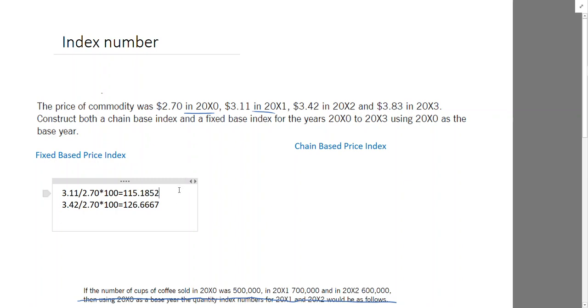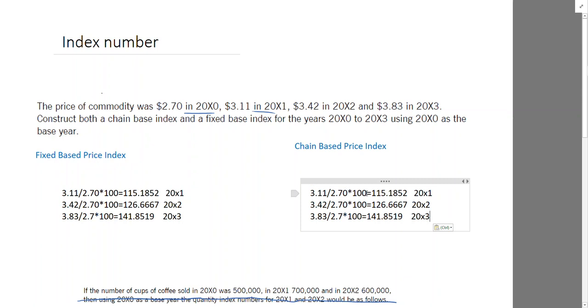So this is for 2011. This is for 2012. And 2013. Okay, this is fixed base because base is fixed.